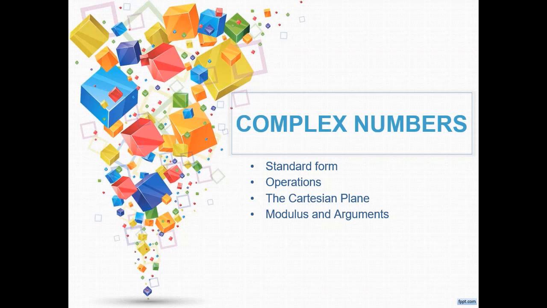Assalamualaikum and good day. The first chapter of Engineering Mathematics 1 is complex number. In this chapter, there are four main subtopics, which are standard form, operations, the Cartesian plane, modulus, and arguments.